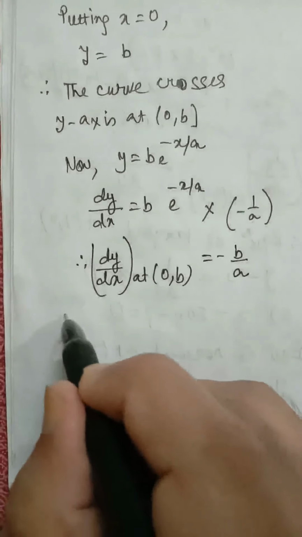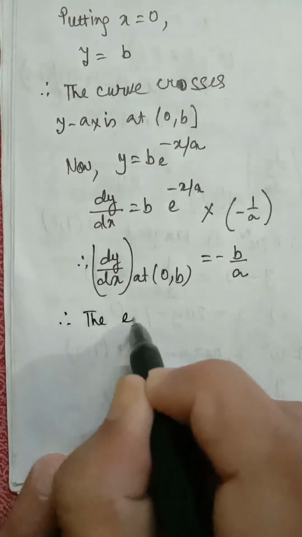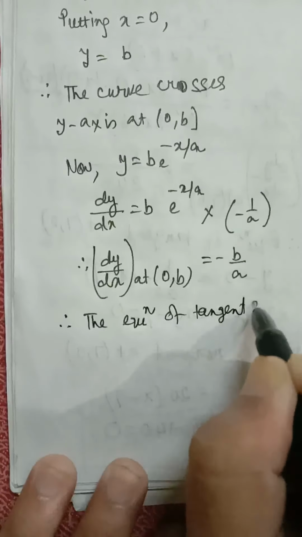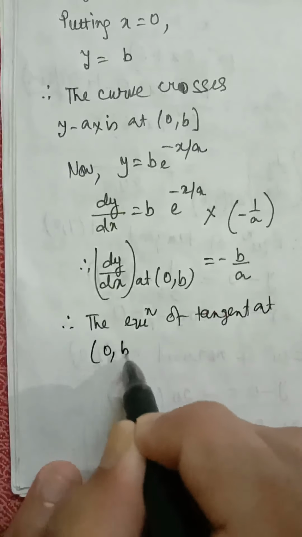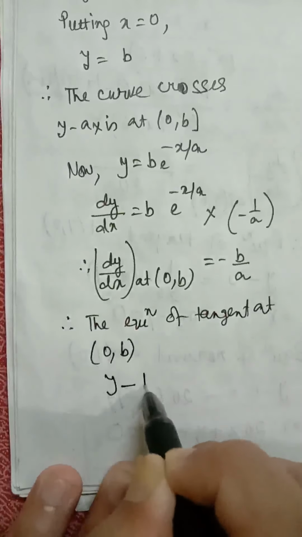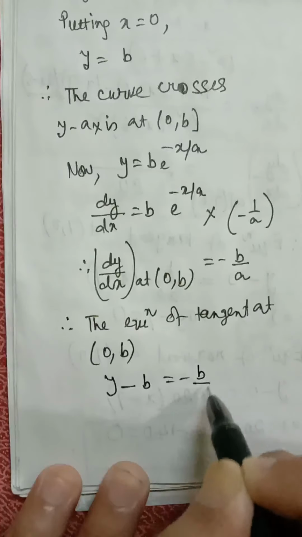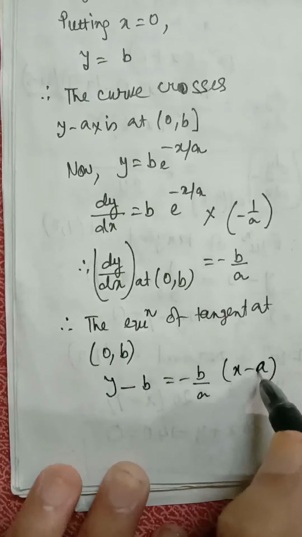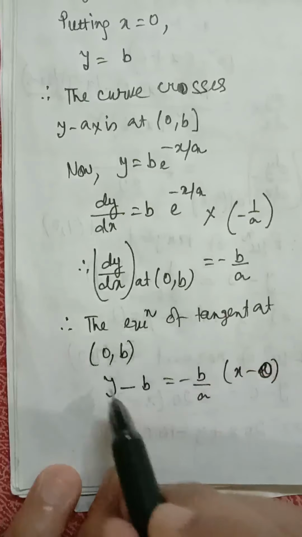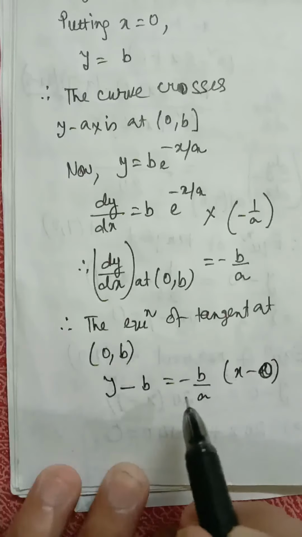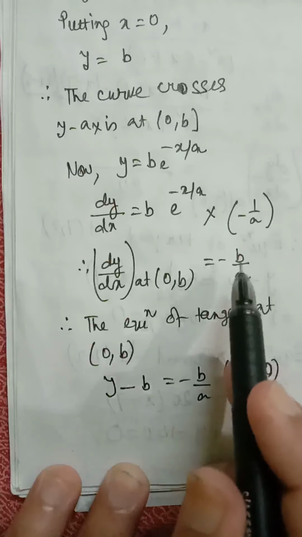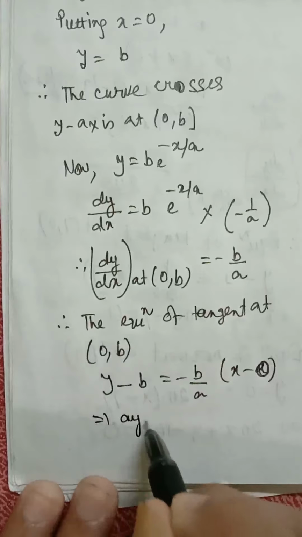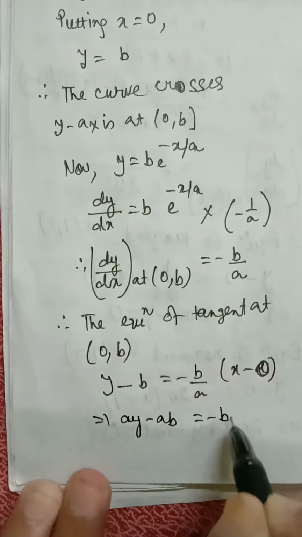So equation of tangent at (0, b) will be y minus b equal to minus b by a into x minus 0. Sorry, it will be x minus 0, because the point is (0, b). Y minus y1 equal to dy by dx at (0, b), which is this, into x minus this. If we cross multiply, we will get ay minus ab equal to minus bx.